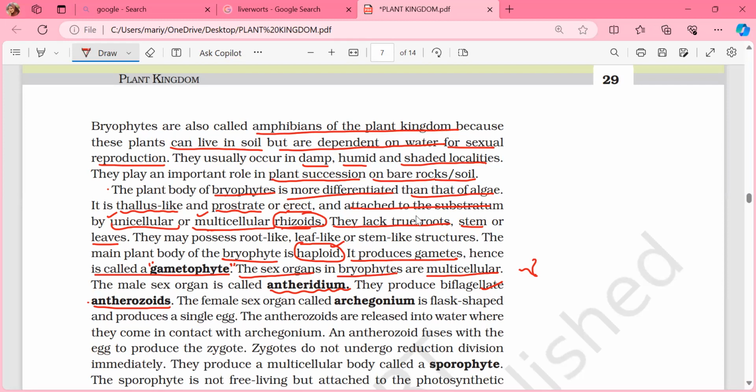Now, the female sex organ of the bryophytes is known as archegonium. It will be flask shaped and it would produce a single egg. So now, why do the bryophytes need water? See, what happens is that the antherozoids are released into the water where they come in contact with the archegonium. An antherozoid fuses with the egg to produce the zygote. Zygote does not undergo reductional division immediately. It produces a multicellular body called sporophyte.